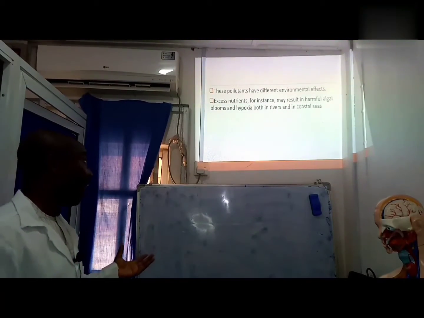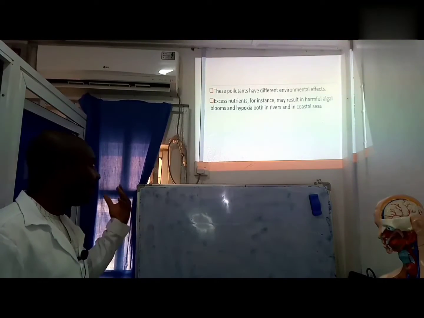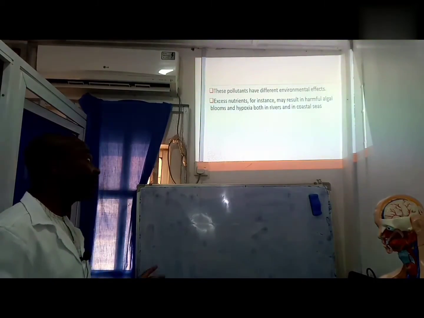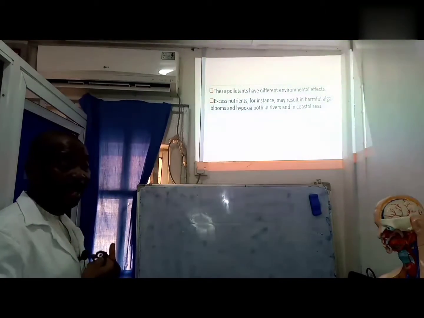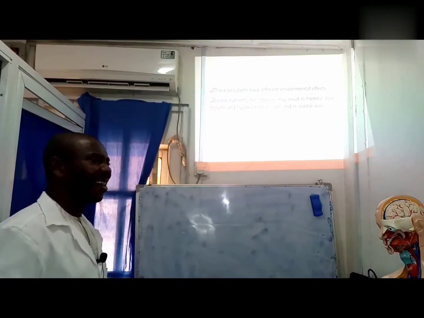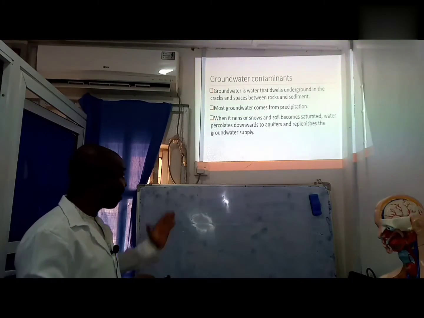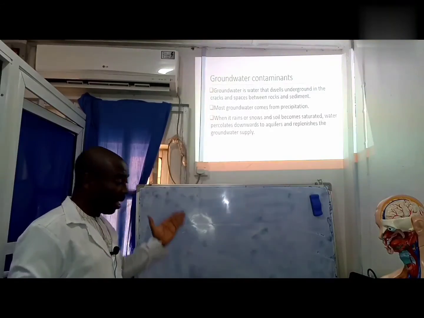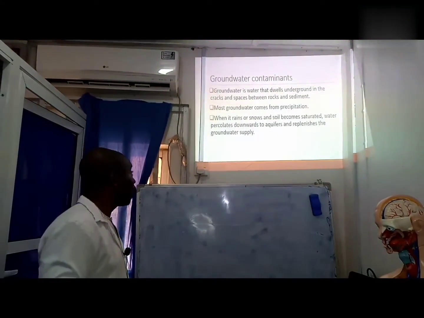So these pollutants have different environmental effects. Excess nutrients, for instance, may result in harmful algal bloom and hypoxia, both in rivers and coastal seas. And once there's hypoxia, the animals in the rivers die, and a lot of stench builds under the ground or in cracks and spaces between rocks and sediments. Most companies actually exploit this for their water production.